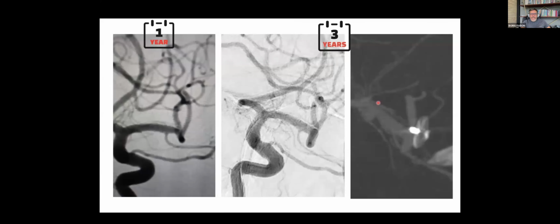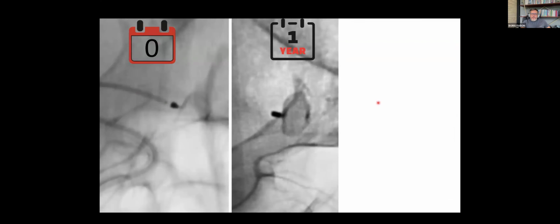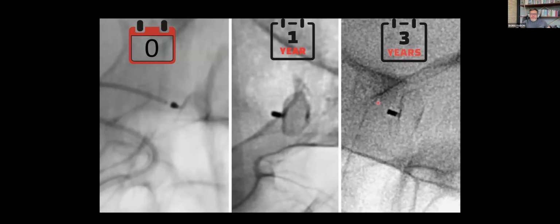And just to highlight in this slide, how has been the shape and stability of the device. This is immediate. I look at the microcatheter here. It was exactly at the delivery during the delivery phase. Here is how the device looks 1 year later, and 3 years later.